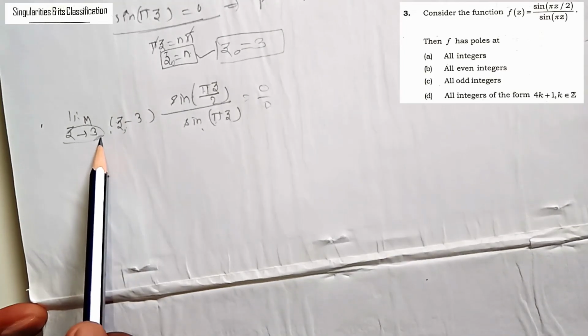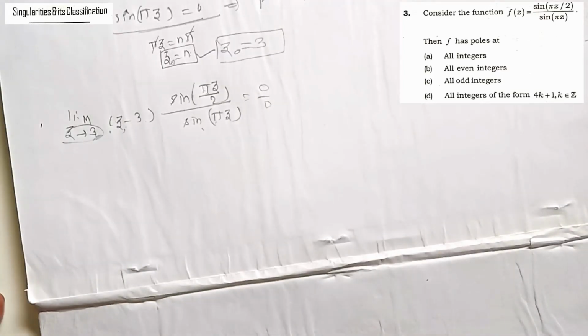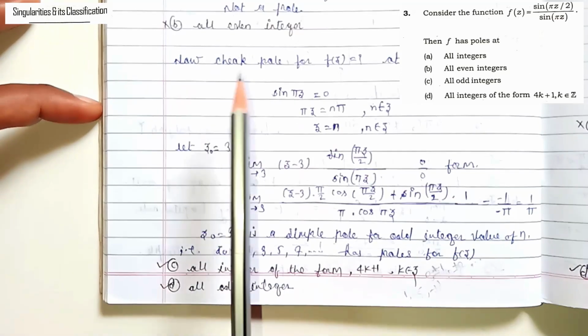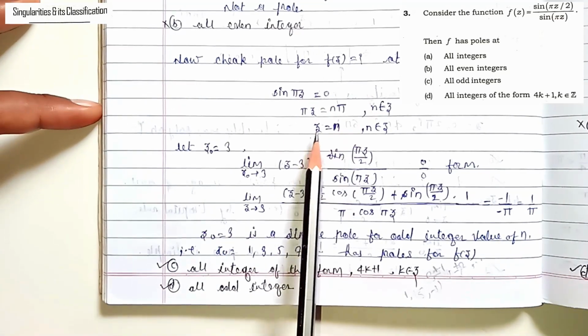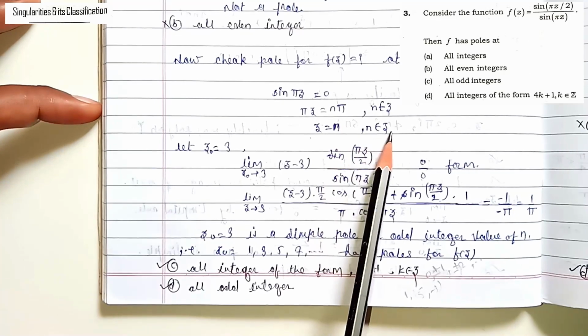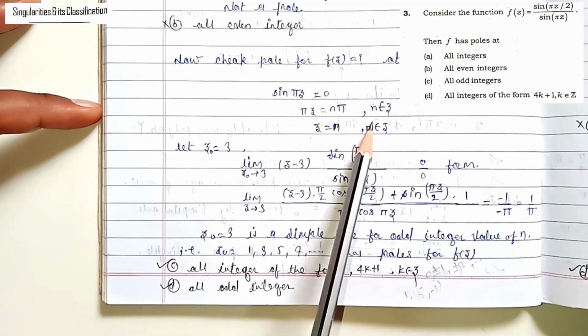Okay, we are checking for odd integers, and if the value gives us a finite value here, then we say that for odd integers our function gives us a pole. Here I have taken z = n as a pole, where n belongs to Z. You may take any element from n.